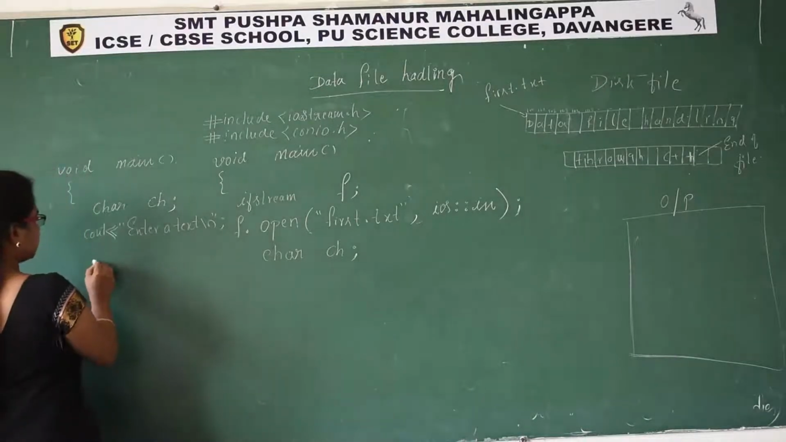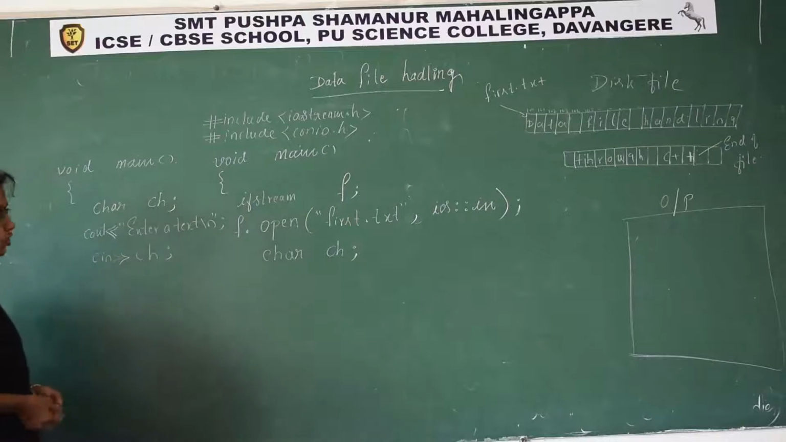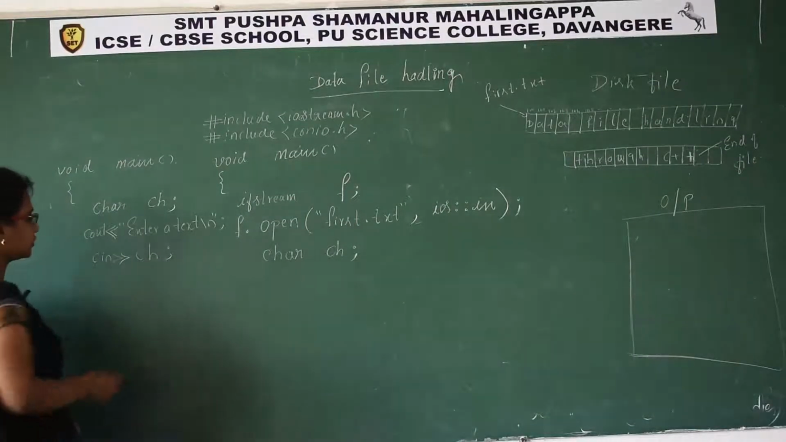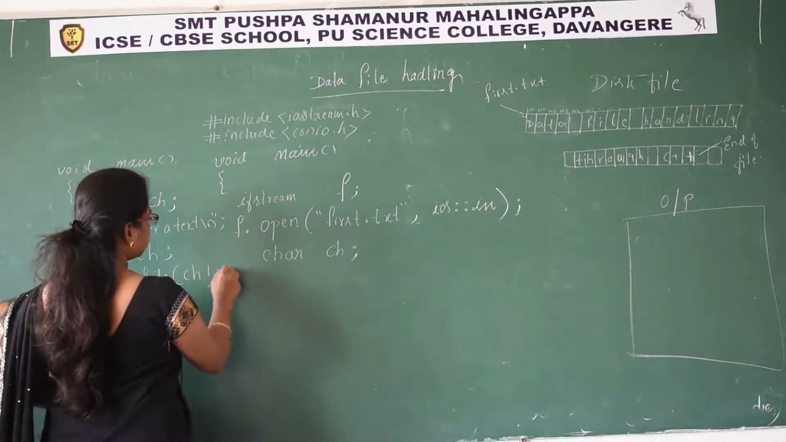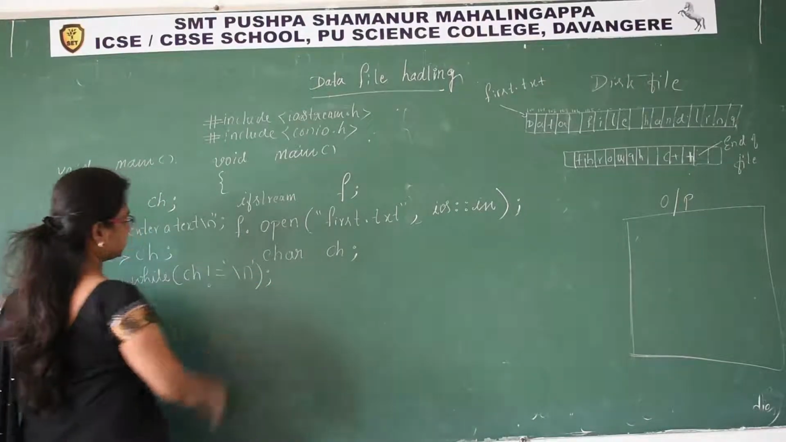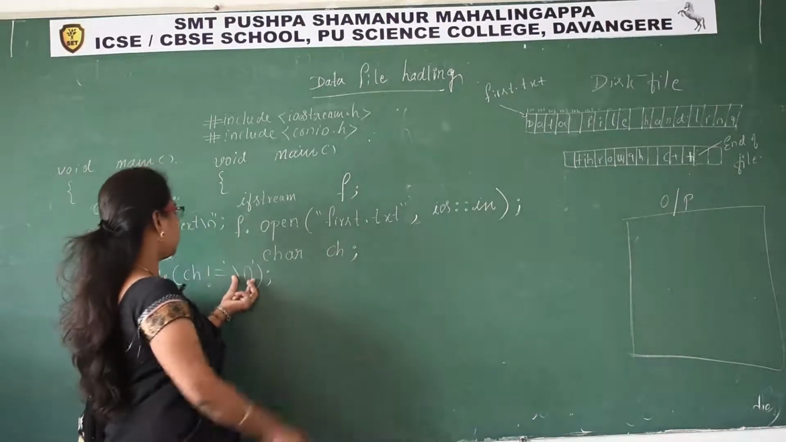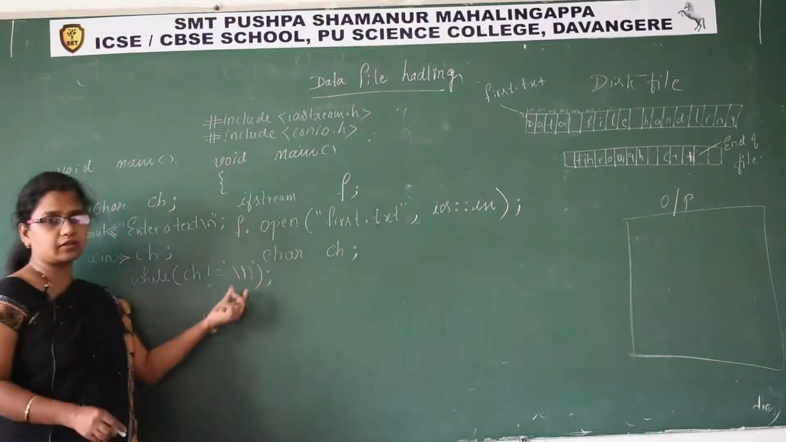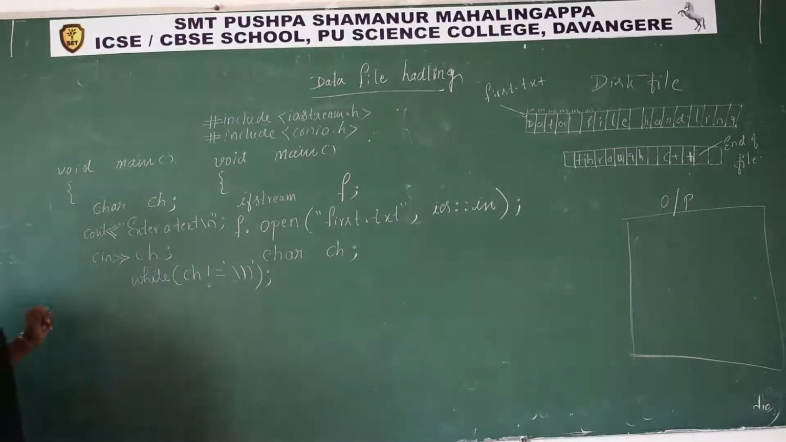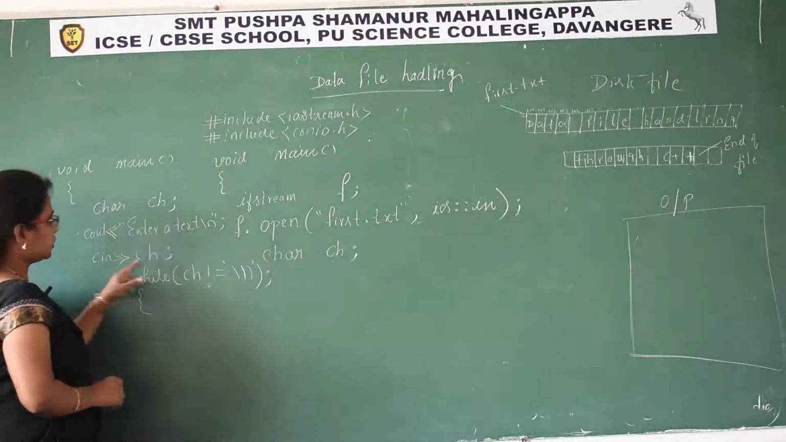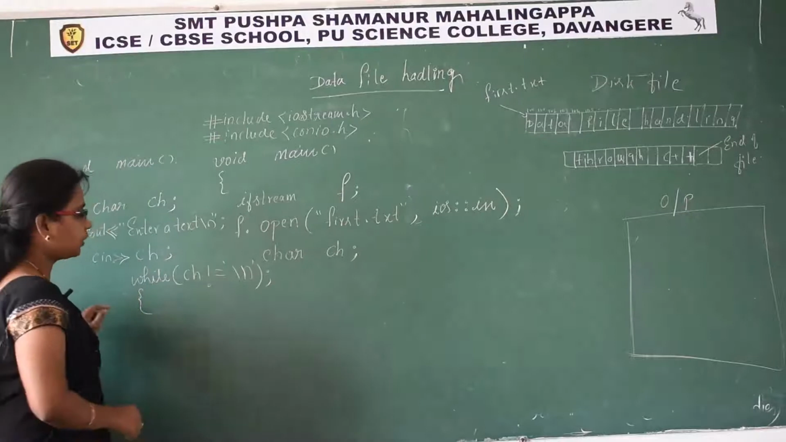First I'll read a character, cin extraction ch. I'll read a character. Let us check whether that character is the enter key or not. While ch not equal to \n. Which character you want to take to terminate reading, you can take here. Here I take \n. When I press the enter key, it stops reading. While ch is not equal to \n, the ASCII value will be compared here.